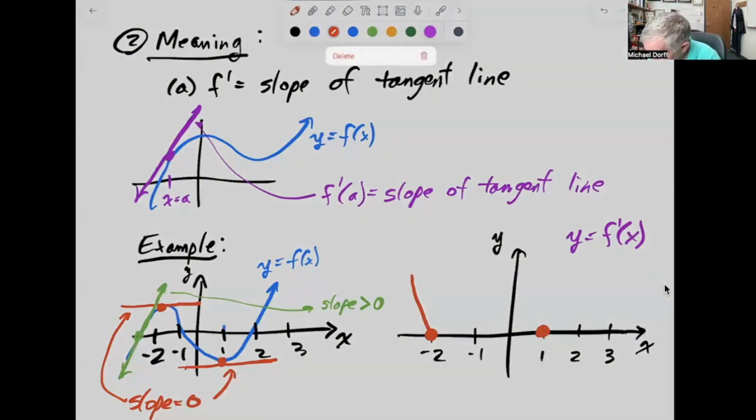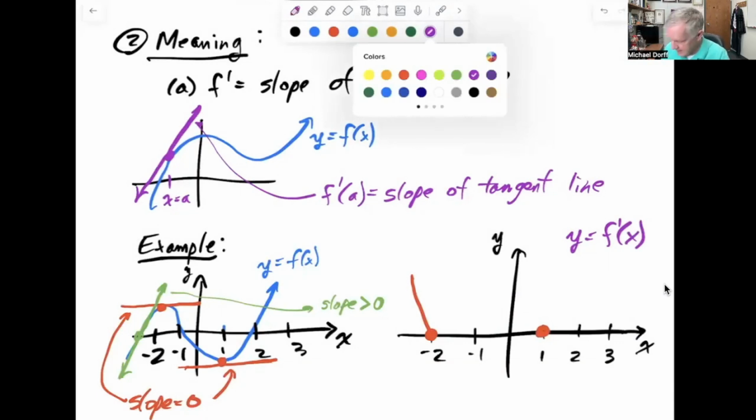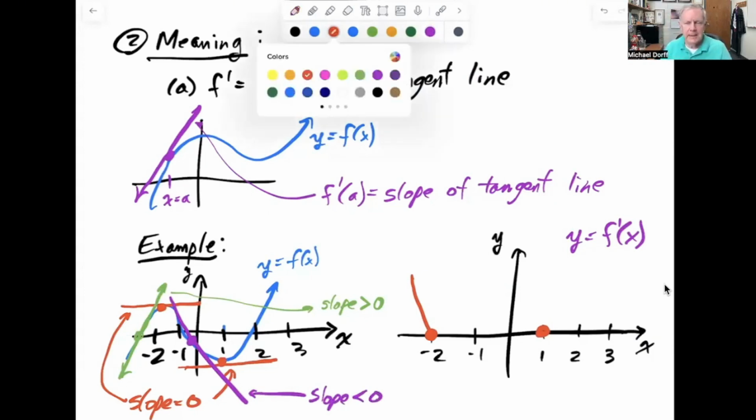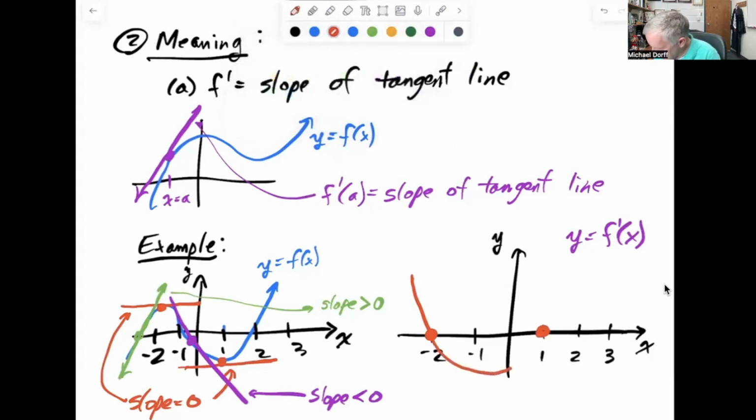If I go back to my blue line, if I take a point, let's say between -2 and 1, draw the tangent line there, the slope of that is negative. It's going downhill. And so likewise, for any of the points between -2 and 1 on the graph of my derivative, it should be below the x-axis. It should be a negative number. So it should be down here. And I know it has to connect up with the point we have at x equals 1 and y equals 0. So I connect it right there.